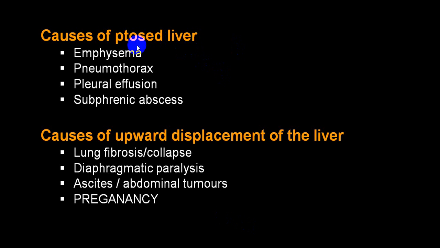Ptosis of the liver or pushed down liver occurs in emphysema, right side pneumothorax, right side massive pleural effusion. It is very, very rare in a subphrenic abscess. The liver will be pushed up in case of lung pathology like right lower lobe collapse, right side fibrosis, diaphragmatic paralysis, or in pregnancy, obesity, tense ascites, or if there is a massive pelvic tumor pushing the abdominal structures, particularly the liver.